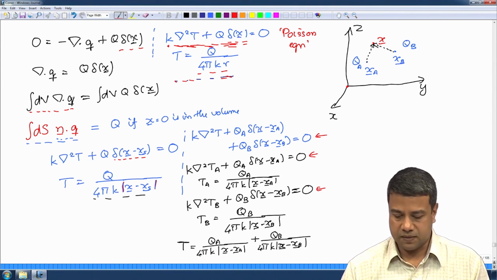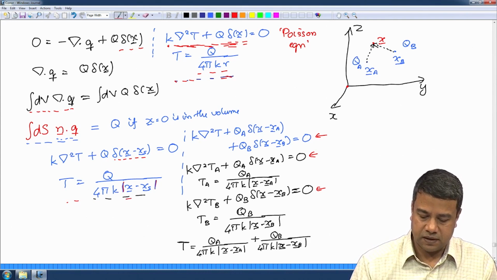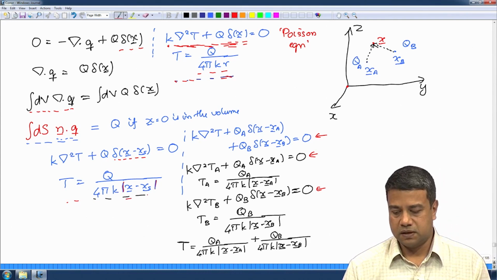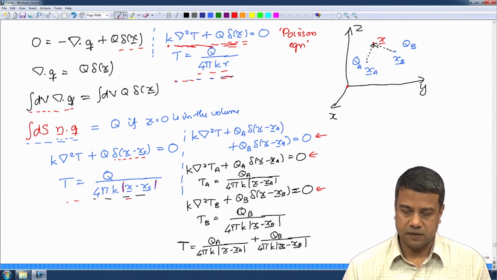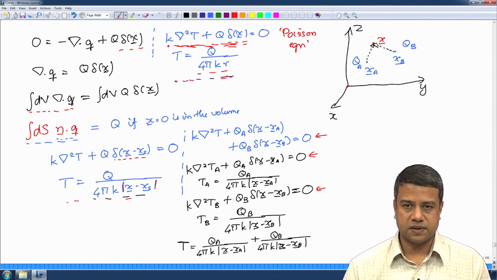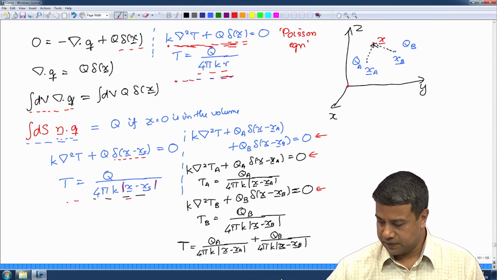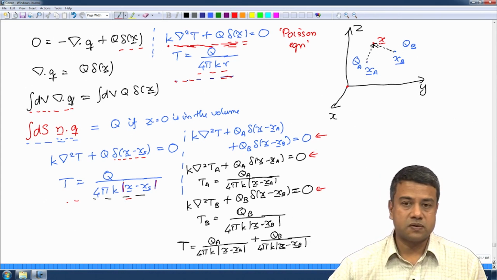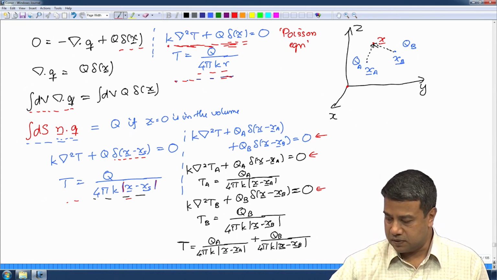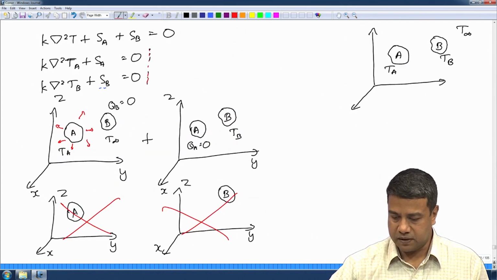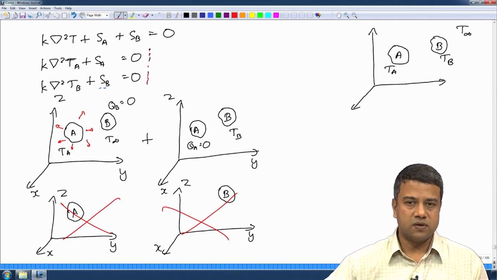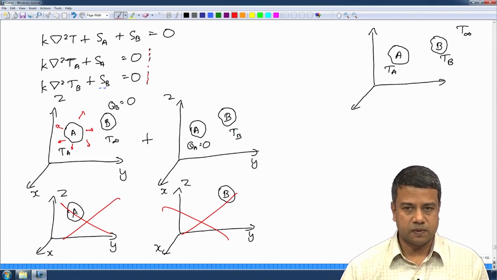If you had the source at some other point, you just have to take the distance from the source point. If you had 2 sources, calculate the temperature due to each one of those sources and add them up. This works only for delta functions, as I had shown you previously. It does not work for finite objects, because when you separate the problem into 2 different problems, the physical boundaries all have to be the same in both of those problems.